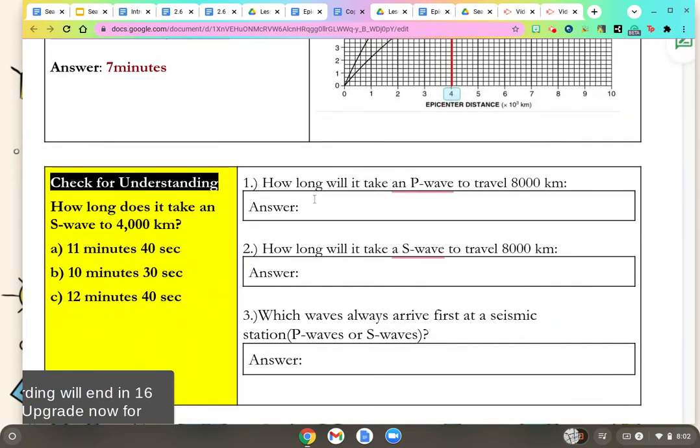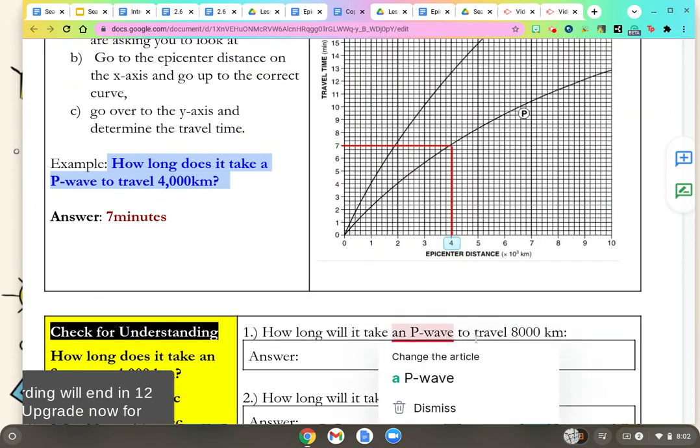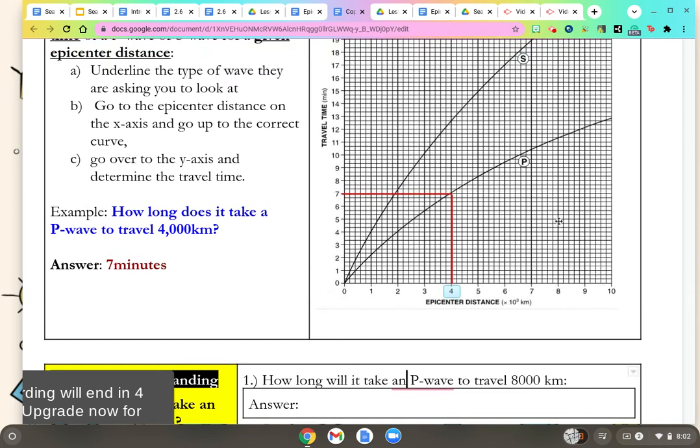I will do the same thing for the rest of the questions. How long will it take for a P wave to travel 8,000 kilometers? I go to 8,000 kilometers. It's asking about a P wave, so I'm going to go to the P wave line, and then go across.